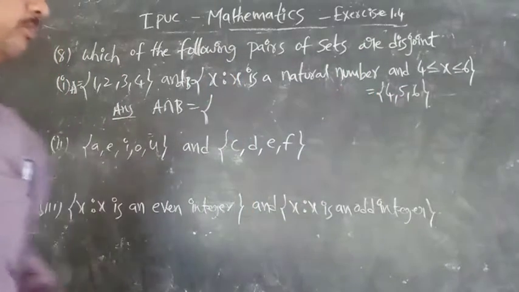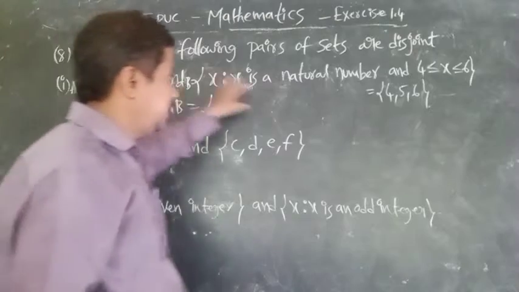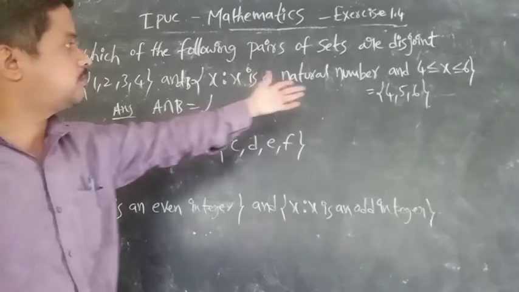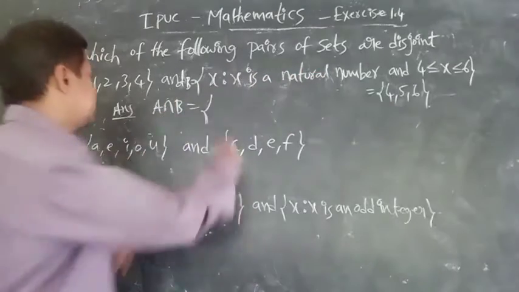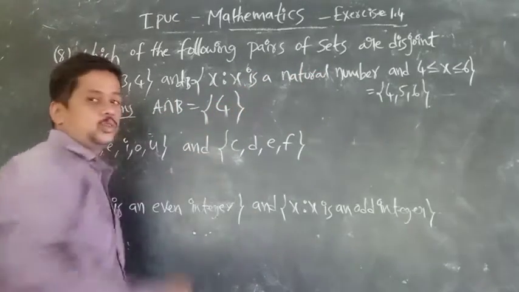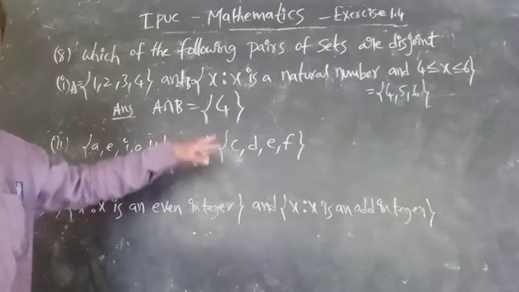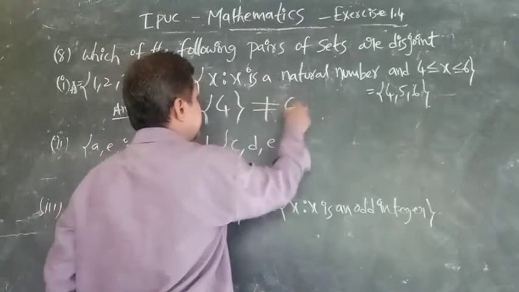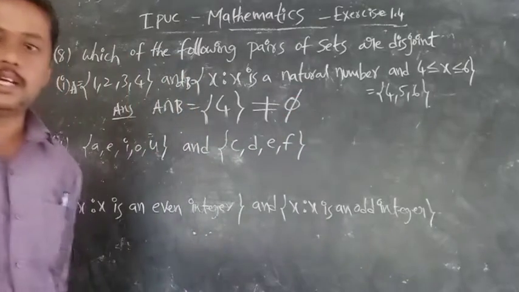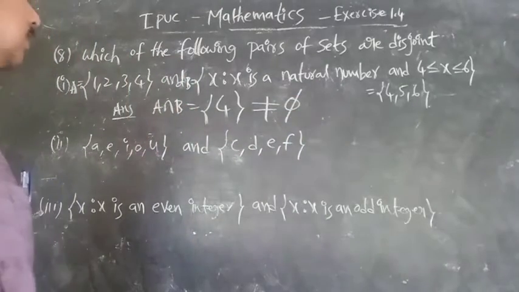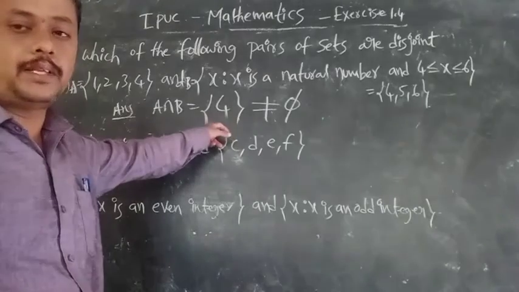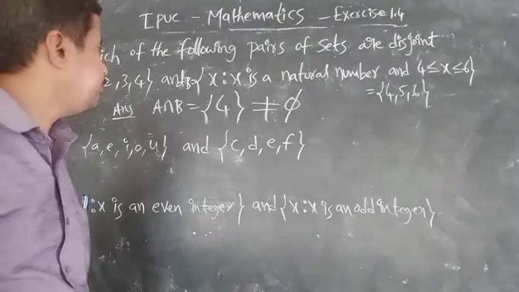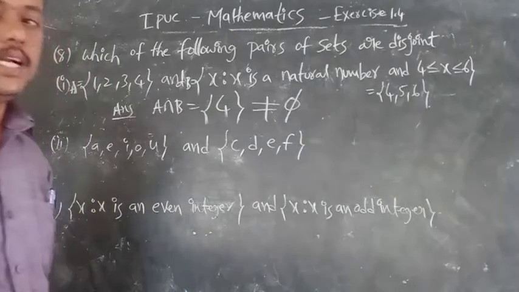So 1, 2, 3, 4 is there, and 4, 5, 6 is there. What is the common element here? 1, 2, 3 is not there in the second set, but 4 is there. 4 is common. So A intersection B is equal to 4. It is not equal to pi, it is not the empty set. That's why these are not disjoint sets.